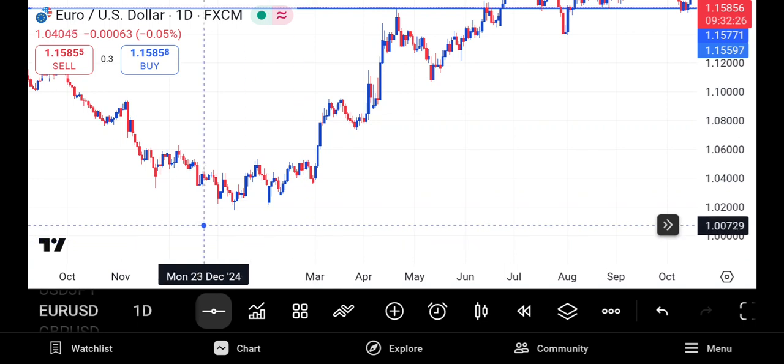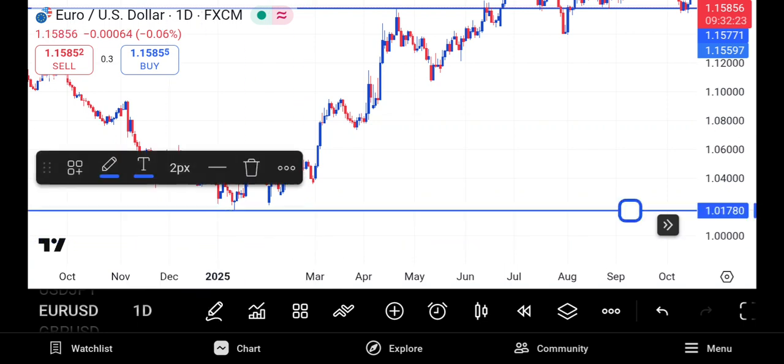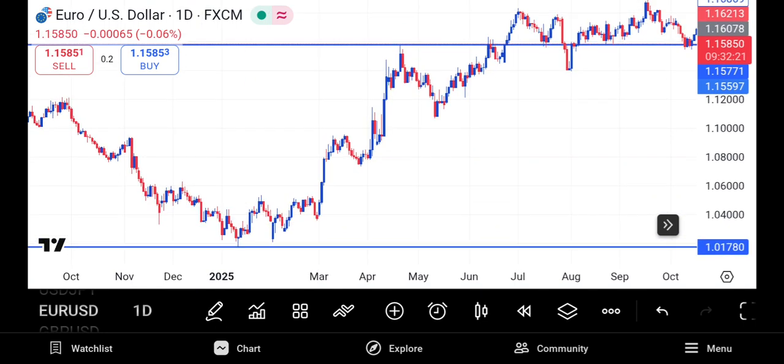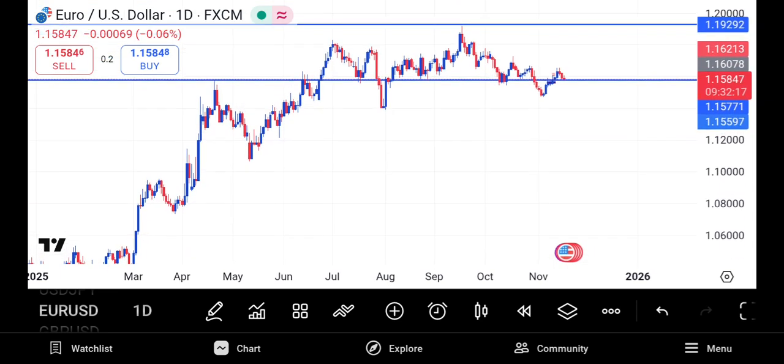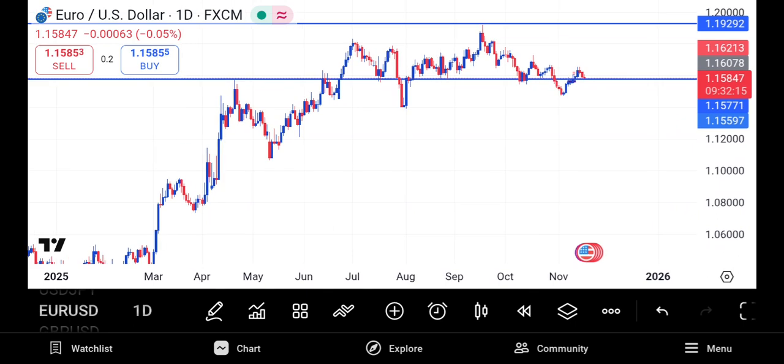So guys, remember that when it comes to forex, it's not a get rich quick scheme. It's something you have to learn. It's a skill, it's a craft, and once you got it, nobody can take it away from you, right?